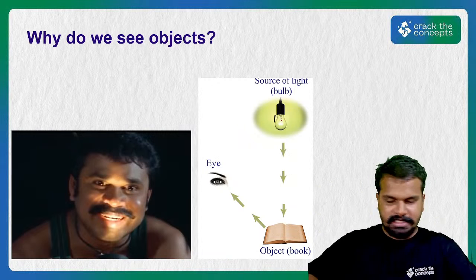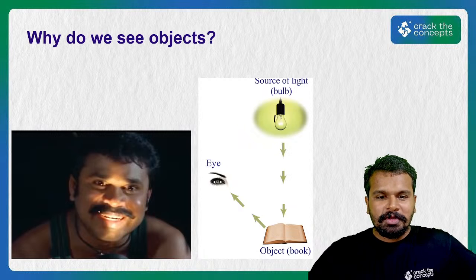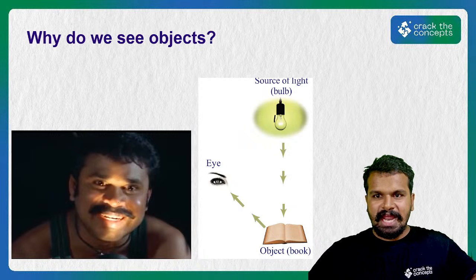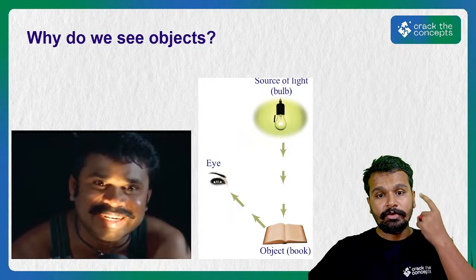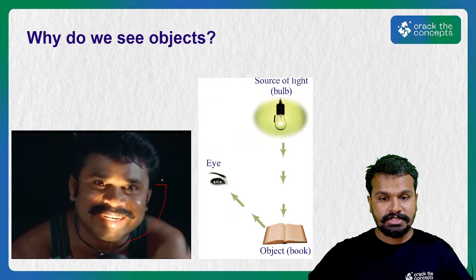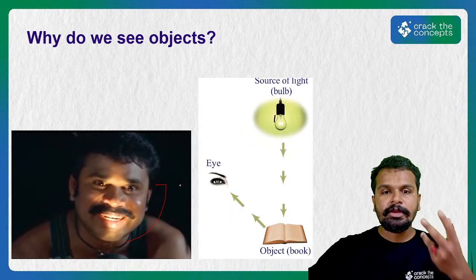As you can see here, Malayalam actor Dilip. Imagine in that dark room, Dilip was present, and he suddenly switched on the torch, and now you are able to see him. Now you are able to see his face. So why does it happen? Why are you able to see objects?